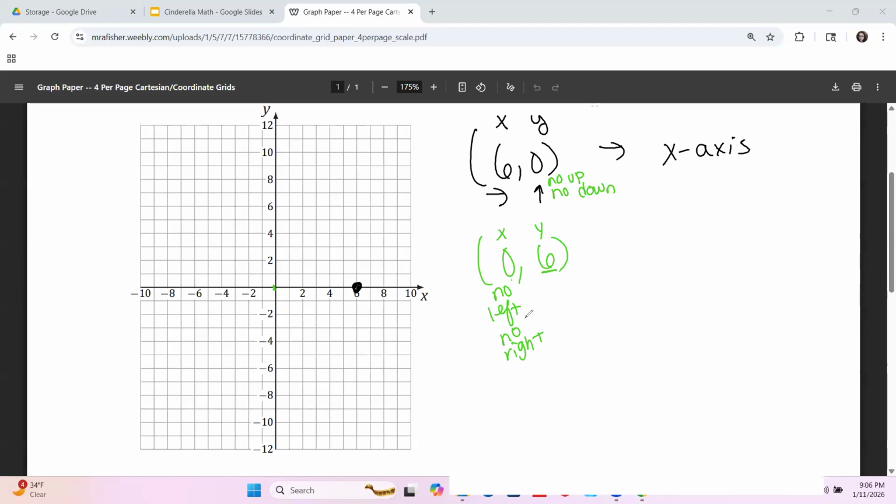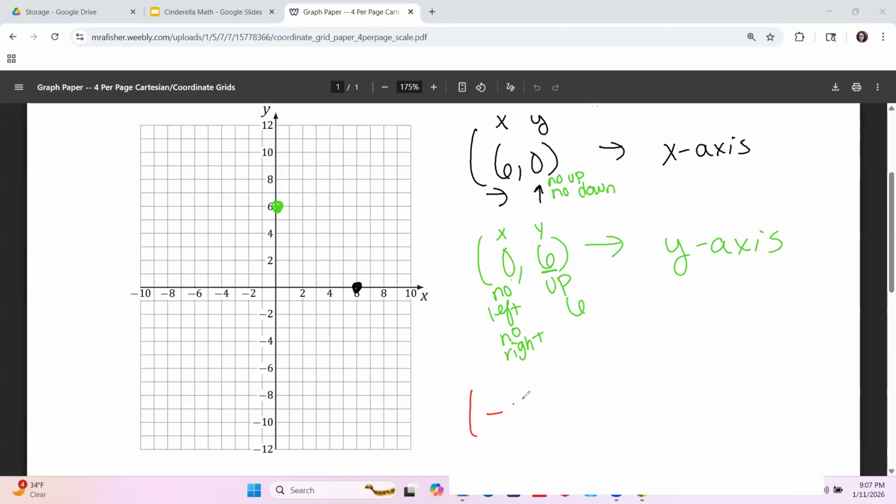But then this positive 6 means go up 6. So 1, 2, 3, 4, 5, 6, point. That's how you do that. We went not left, not right, so we stayed home, and then we went up 6. And that location is the y-axis. That's not in a quadrant. It is located on the y-axis.